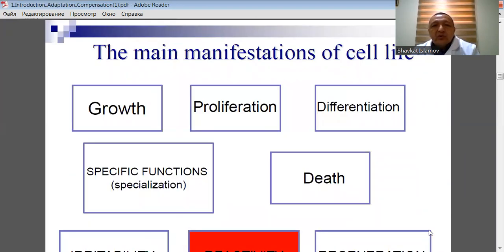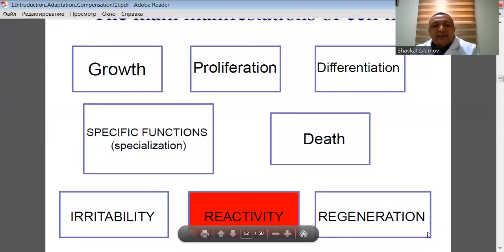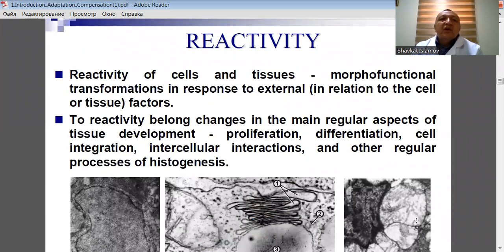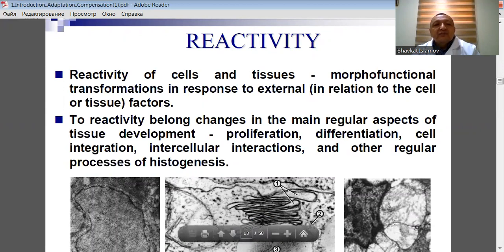The main manifestations of cell life: growth, proliferation, differentiation, specific function, diet, irritability, reactivity, regeneration. Reactivity of cells and tissue is a functional transformation in response to external factors. Regular aspects of tissue development: proliferation, differentiation, cell integration, intercellular interaction, and also the regular process of histogenesis.